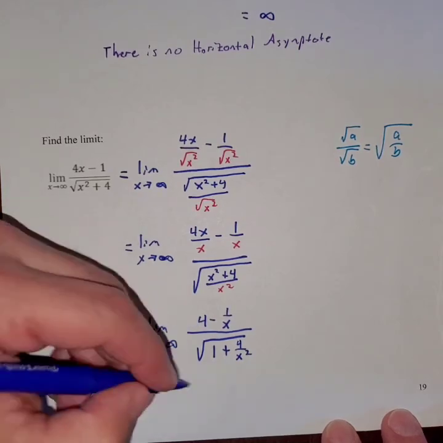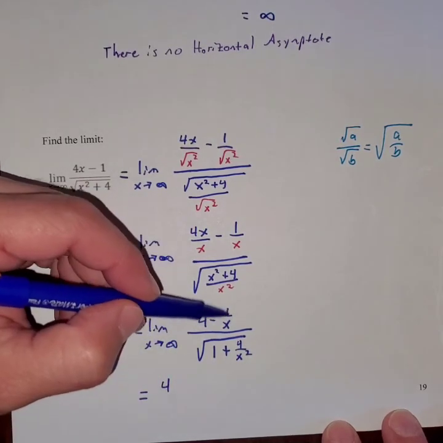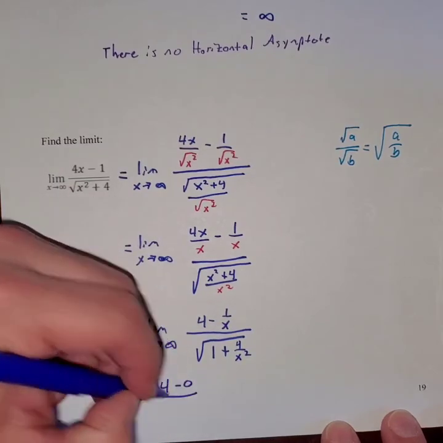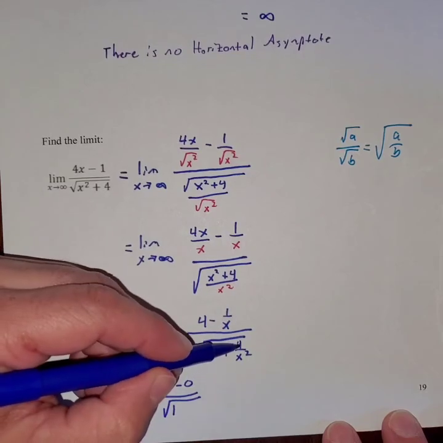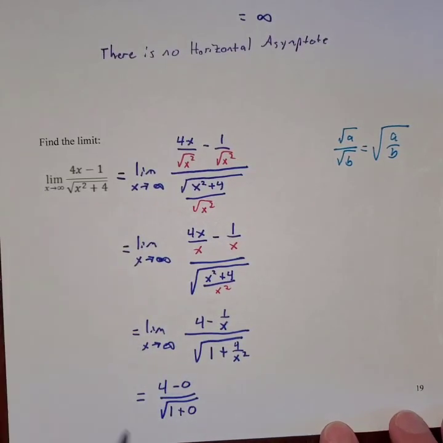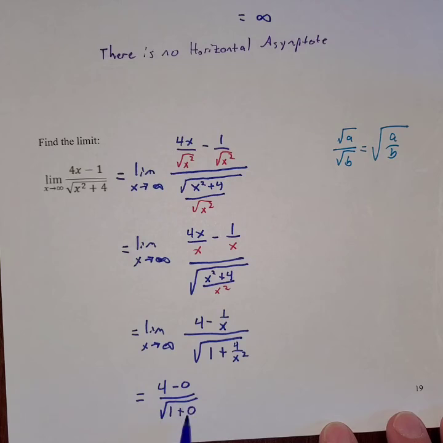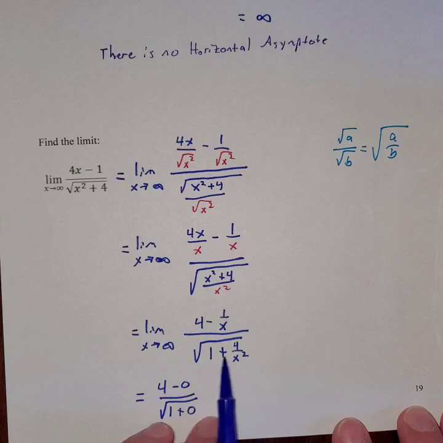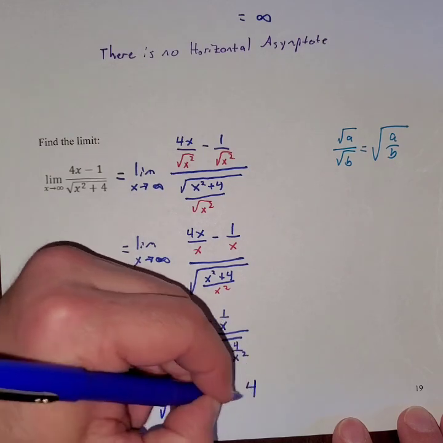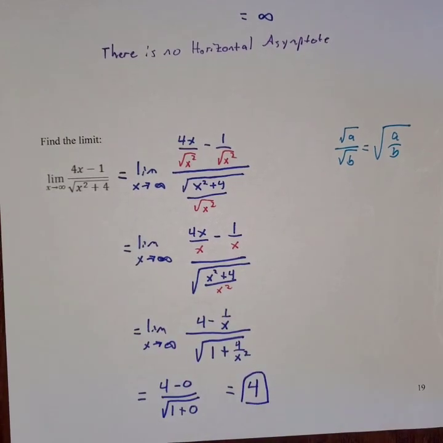So the limit of 4 is 4. Limit of 1 over x is 0. Then we have square root of limit of 1 is 1. Limit of 4 over x squared is 0. So our denominator still has the square root. Because remember, one of our properties of limits, if you take the limit of a square root or any root, you can take the root of the limit of the inside. So 4 on top, square root of 1 is 1. So this is equal to 4. That's the value of our limit.